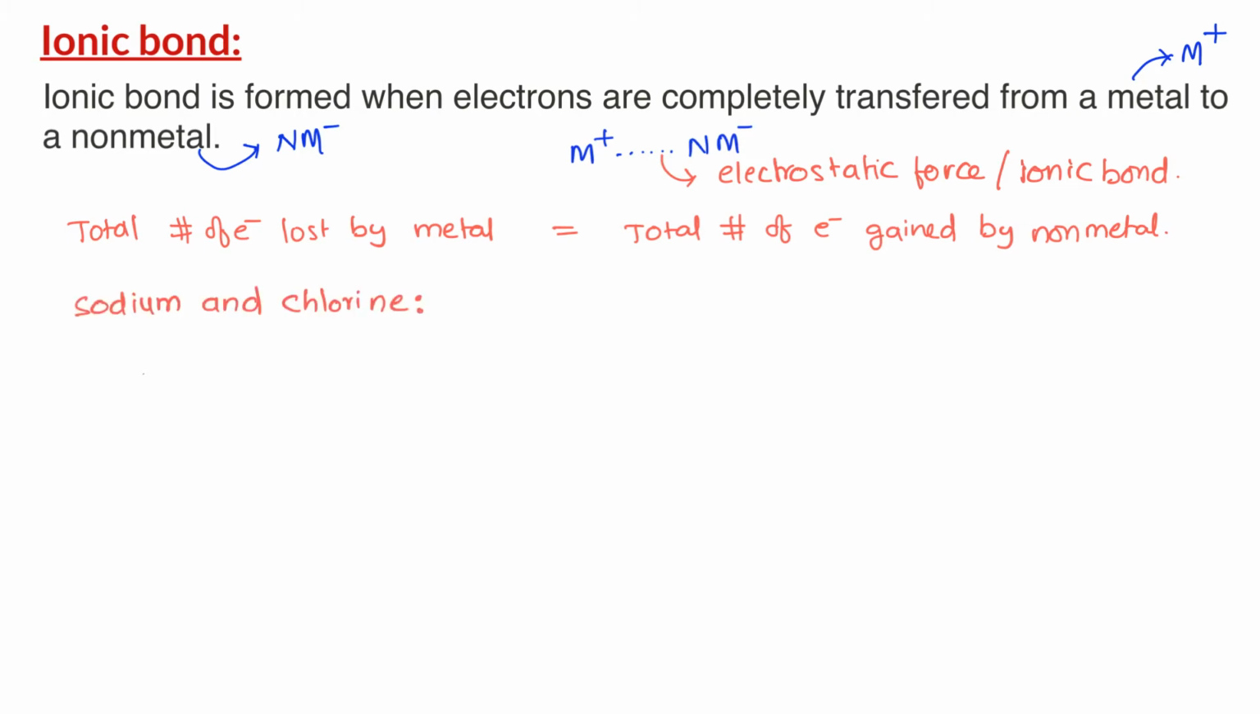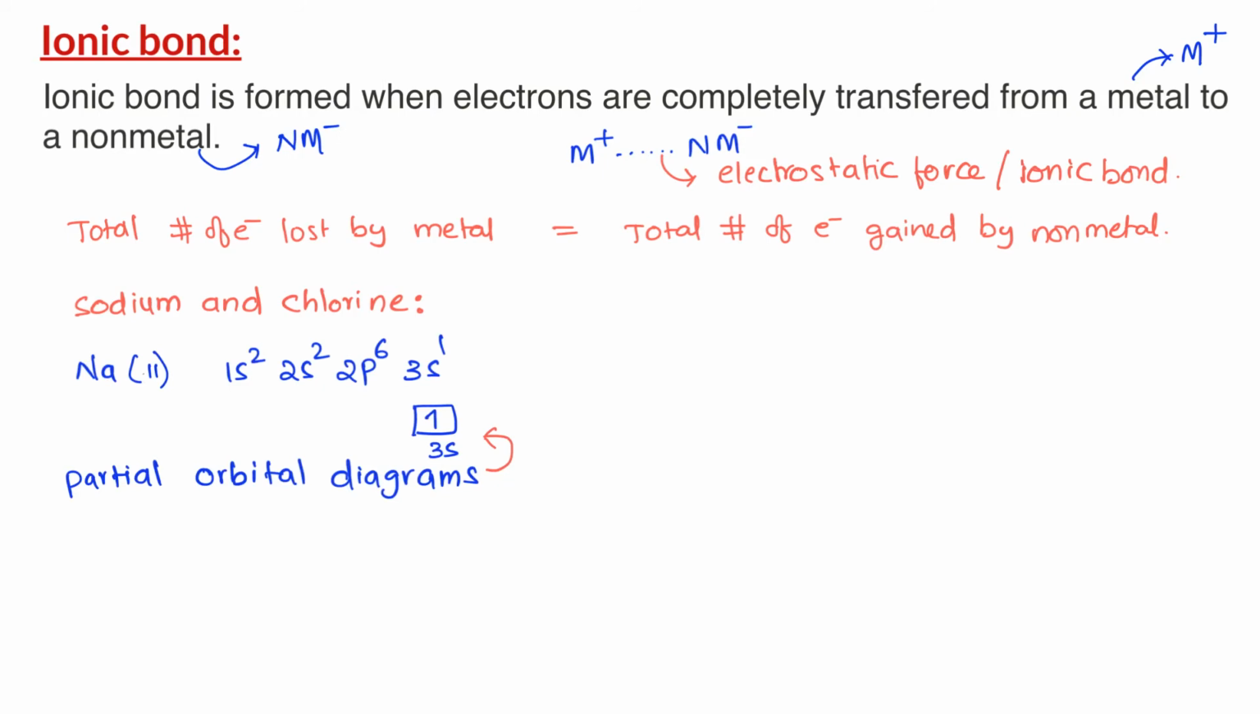An ionic compound formed between sodium and chlorine. Again, remember that the reason the ionic bond is being formed is for participating atoms to get a noble gas electronic configuration. So, let us first write down the electronic configurations of sodium and chlorine. Sodium, atomic number 11. The electronic configuration is 1s2, 2s2, 2p6 and 3s1.